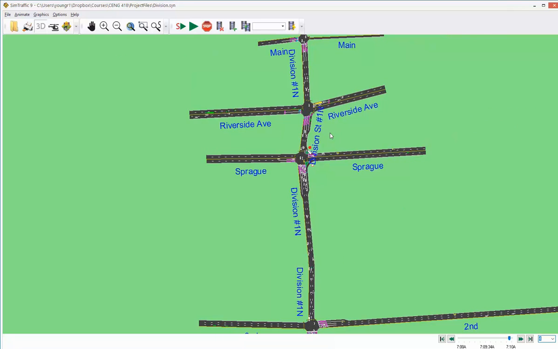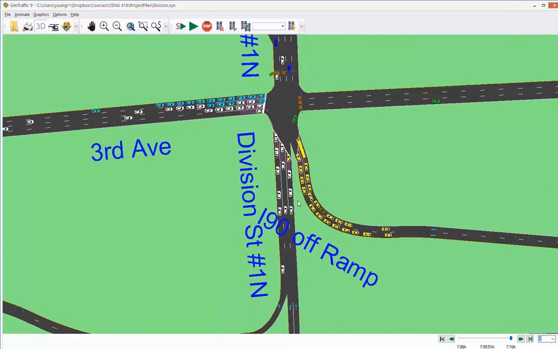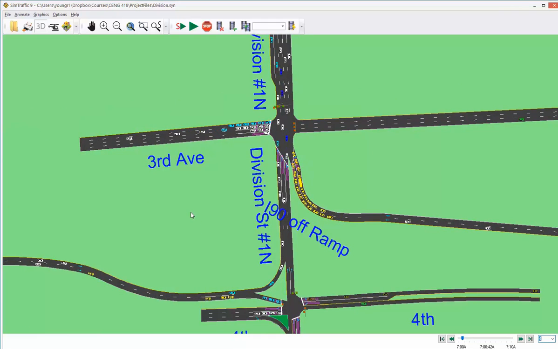So anyway, you can see some of the issues. This is the one that was performing the worst. You can see some of the queues that form on the off-ramp, and then particularly on Third will get pretty backed up as well.